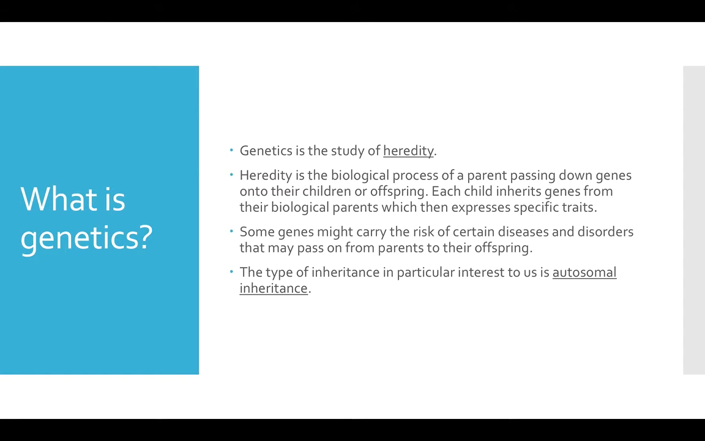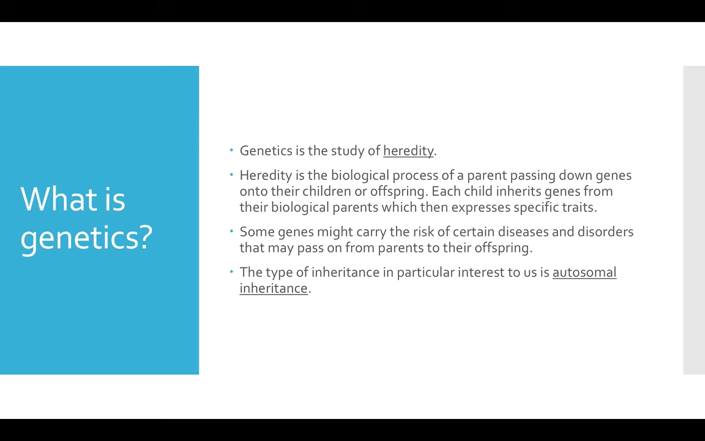Each child inherits genes from their biological parents, which then express specific traits. Some genes might carry the risk of certain diseases and disorders that may pass on from parents to their offspring. We can use linear algebra to look at any diseases or disorders that could be passed down from parents to offspring and the likelihood of it happening.